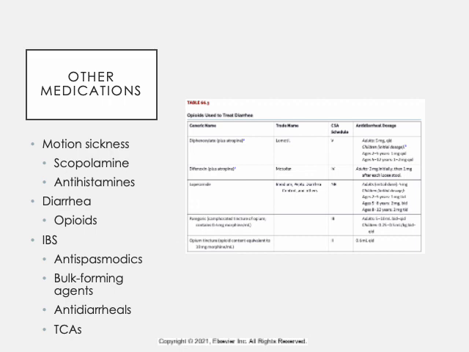Now, in patients with IBD, we do use opioids. However, you have to remember that it can cause toxic megacolon in patients with inflammatory bowel disease like Crohn's or ulcerative colitis. There are some non-specific drugs for IBS like antispasmodics and bulk forming agents. We also use antidiarrheals like loperamide and TCAs. And we have been using these to provide symptomatic relief.